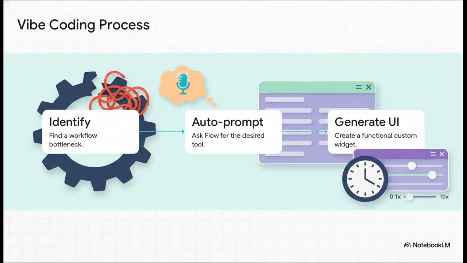But here is where it gets truly wild. It's a process that's being dubbed vibe coding. Imagine you hit a workflow bottleneck, right? Say you need to manipulate the timing of a clip. Instead of pausing everything and searching for third-party software, you just auto-prompt the desired tool directly in Flow. Within moments, Flow generates a dedicated functional UI widget, like a custom time stretcher that lets you seamlessly slide from 0.1x all the way to 10x speed. You are literally coding custom UI tools just by asking for them. It's a total game changer.